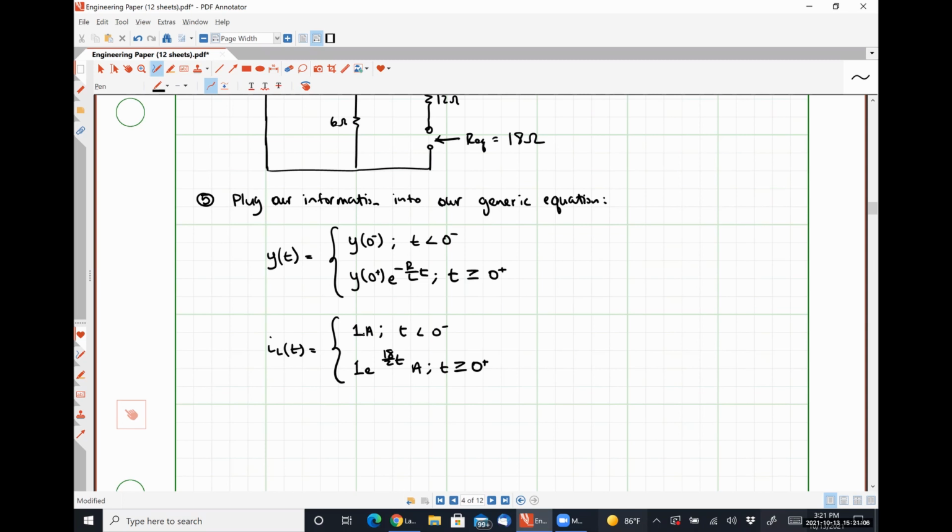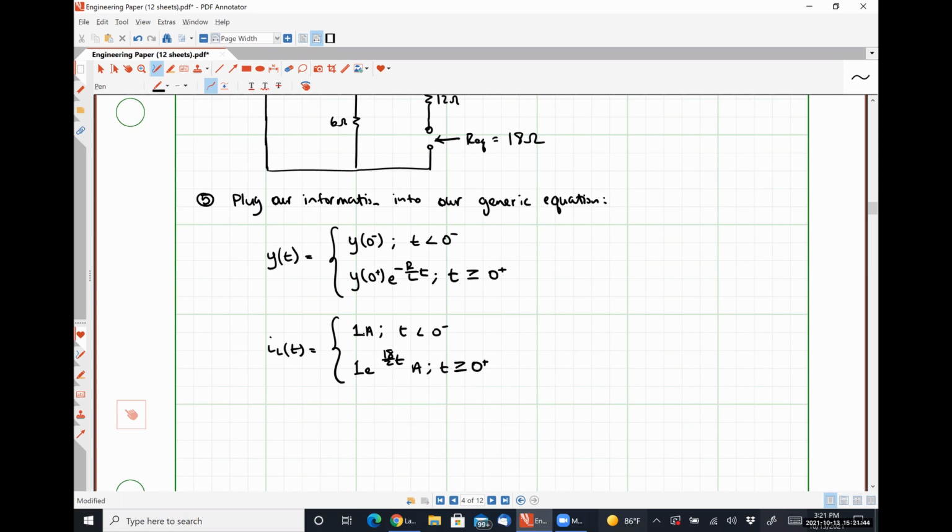Okay, that's a fantastic question. The inductor current needs to be a continuous function, right? What I mean by that is the inductor current cannot change abruptly, okay? So if it were positive 1 amp at t equals 0 minus, it has to be positive 1 amp at t equals 0 plus. That is not true for the inductor voltage or the resistor current or the resistor voltage, okay? And we'll see that in a moment.